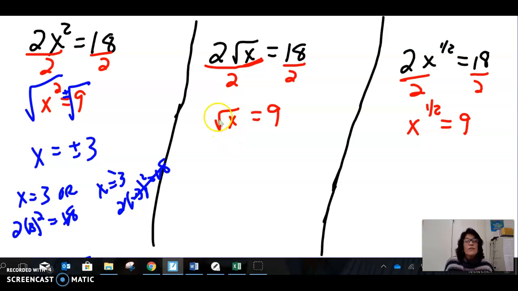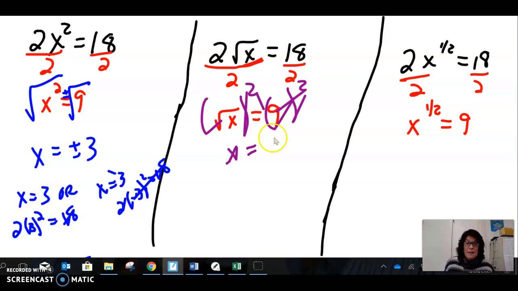Here, however, I don't have x squared. I have the square root of x. So what I'm going to have to do is square both sides. Sorry, something funky is happening with my pen. Stick with me here. All right, I'm squaring both sides. When I square the square root of x, I get x. And when I square 9, I get one thing. I don't have to do plus or minus when I'm squaring something. Okay, 9 squared is 81. That's the only thing that 9 squared is. So you get x equals 81.